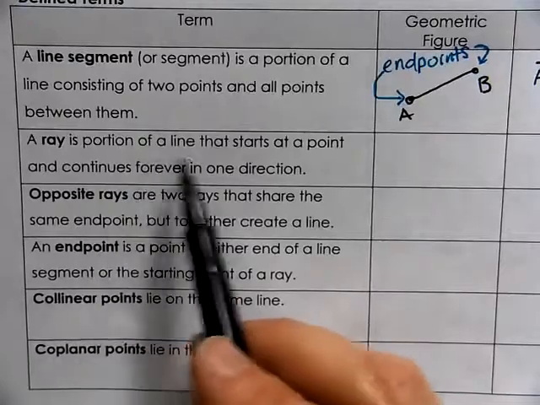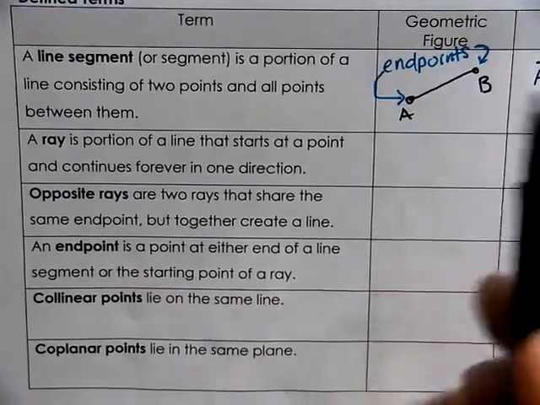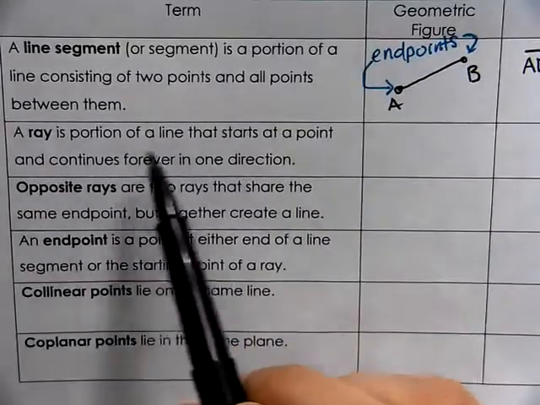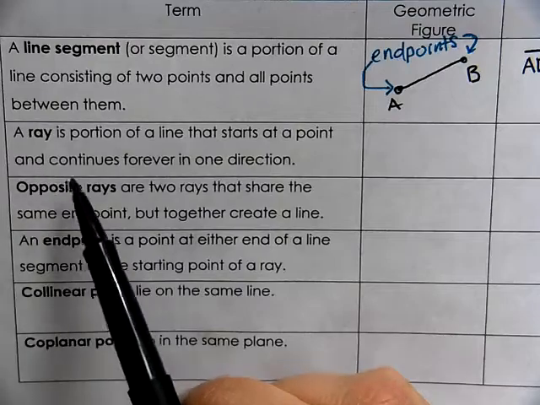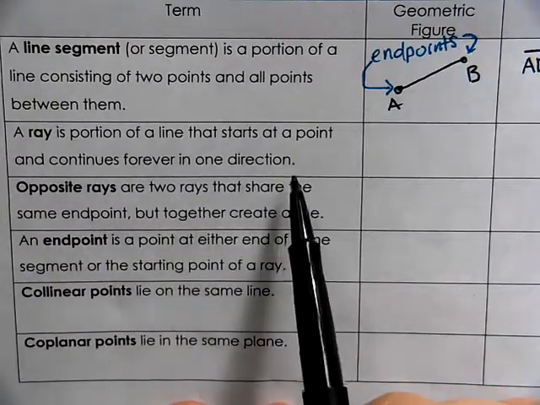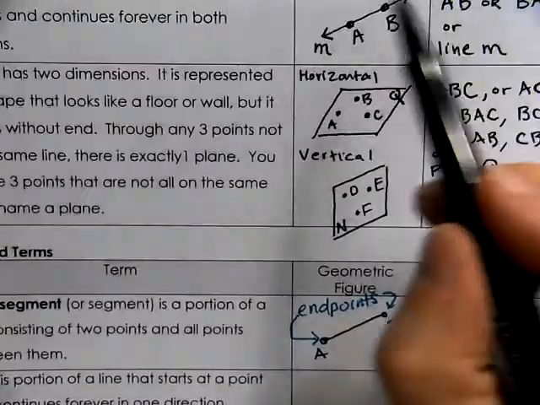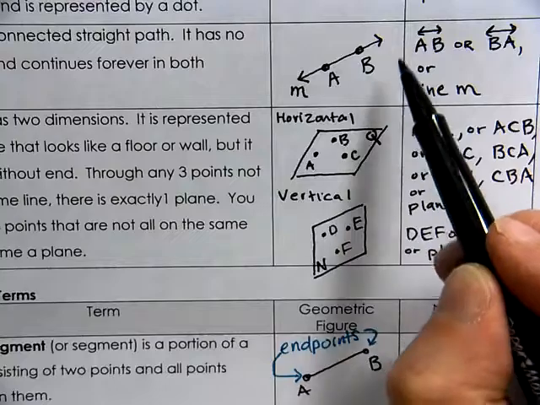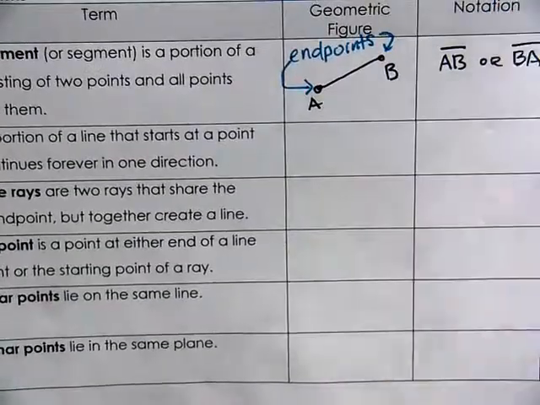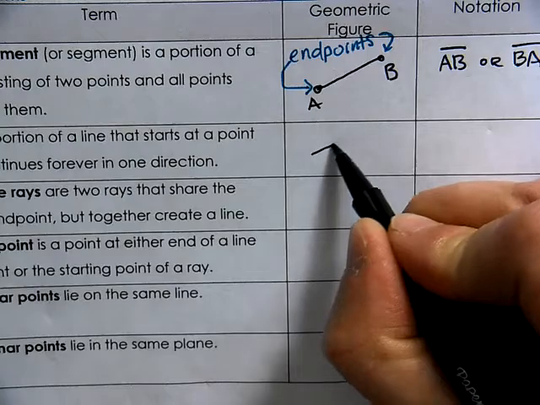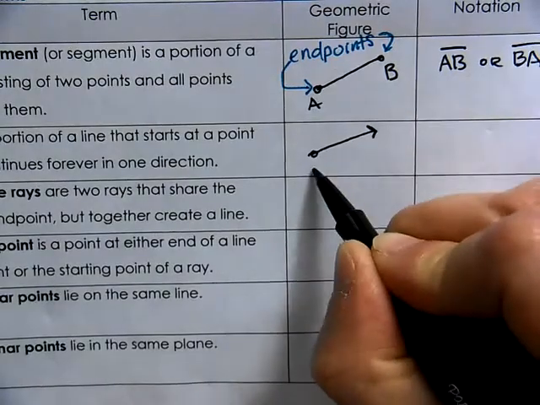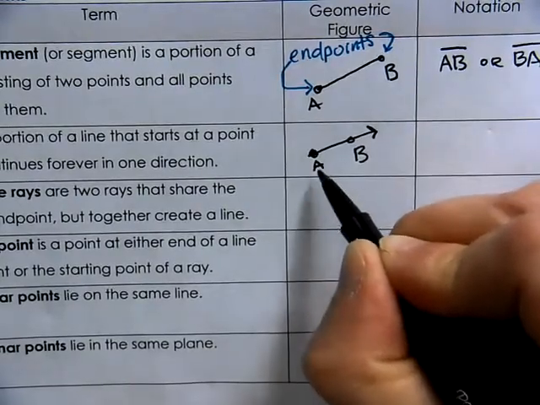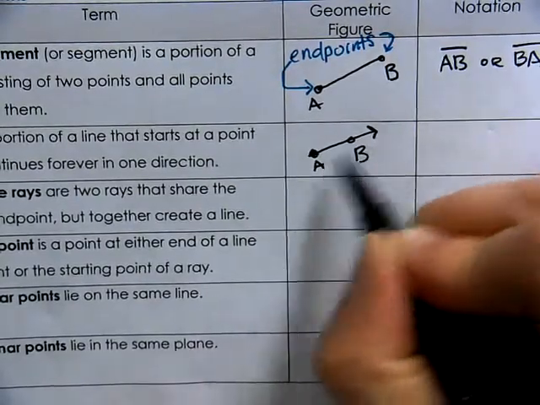A ray is going to be a portion of a line. So we're taking this line that we saw earlier, and again we're just taking a look at a portion of it. It is a portion of a line that starts at a point and continues forever in one direction. So we're going to borrow this line here, and this time we're going to chop off just one of the arrows. I'm going to leave the other arrow on. So let's take a look at this ray. I drew point A as the endpoint of this ray, and point B is the point that the ray is passing through.